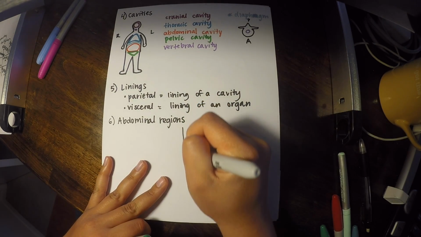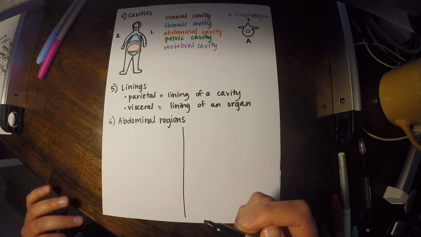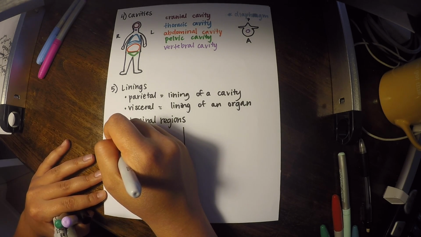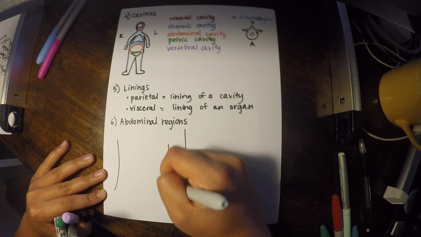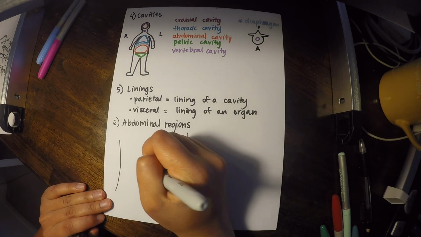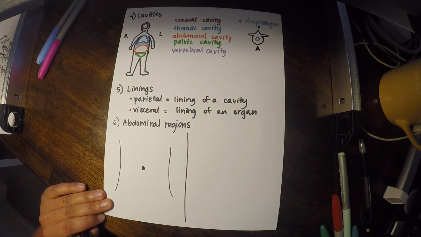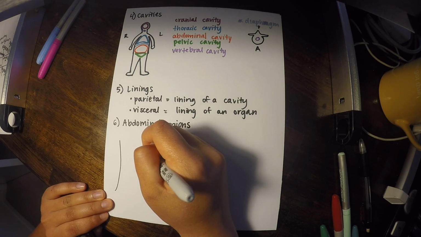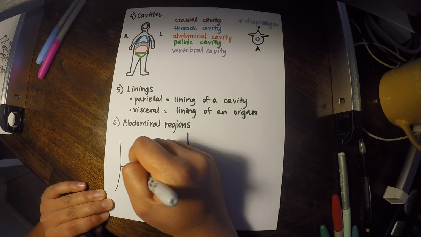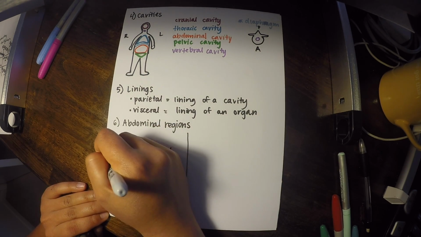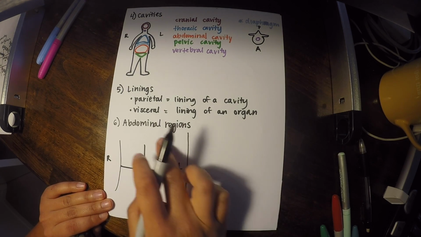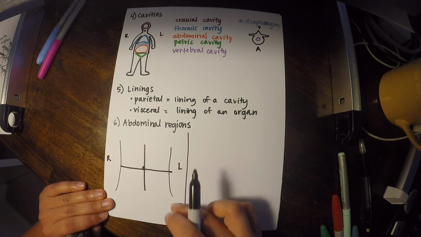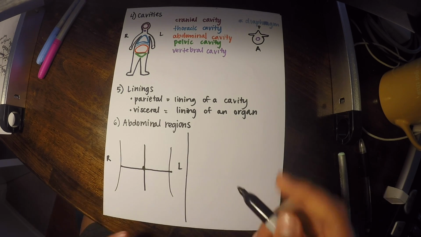All right, so we're going to talk about this in two different ways. I'm going to draw someone's belly here, and the belly button is going to be right in the center. For this person's belly, remember, the right side is over here and the left side is over there, because we're looking at this person's belly in anatomical position.